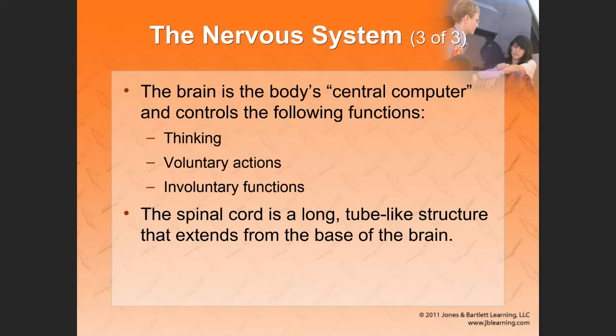So the brain is the body's central computer. It controls the following functions: thinking, voluntary actions, and involuntary functions. The spinal cord is a long tube-like structure that extends from the base of the brain.